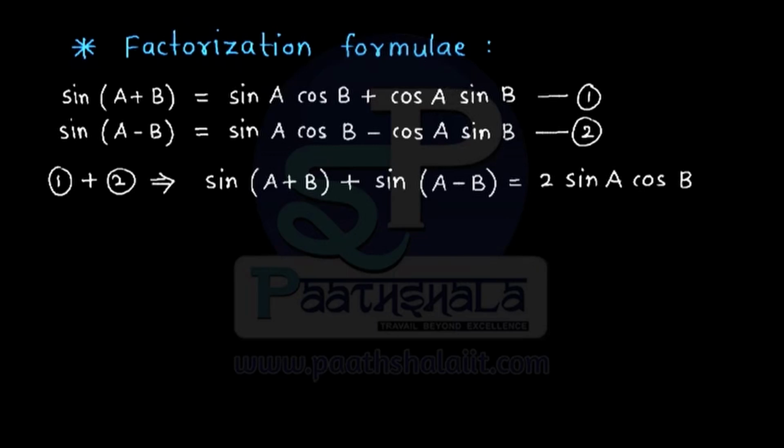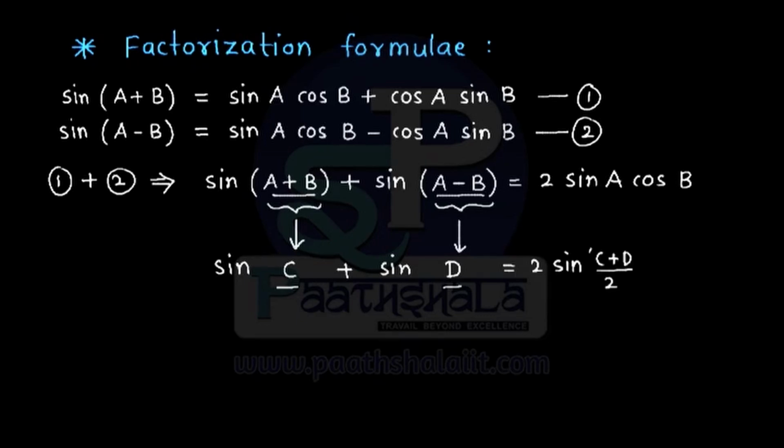Now if for the time being we replace a plus b with a single variable c, what we get is sine c plus sine d. Similarly, we replace a minus b with angle d. If a plus b is equal to c and a minus b is equal to d, then clearly on solving those two equations we get a equal to c plus d whole upon 2, and b equal to c minus d whole upon 2.